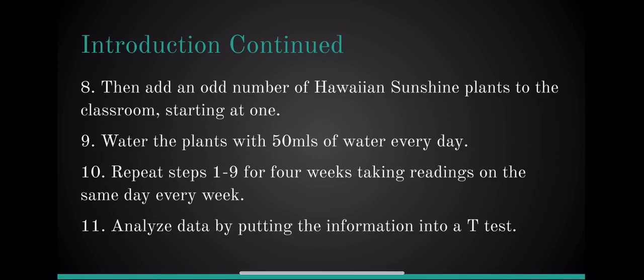I then added an odd number of Hawaiian sunshine plants to the classroom each time I ran my test, starting at number 1. We then watered the plants every day with 50 milliliters of water, and I repeated steps 1 through 9 for 4 weeks, taking readings on the same day every week, which I chose to be on a Thursday. And then I analyzed my data by putting the information into a t-test and figuring out what the significance was every week.